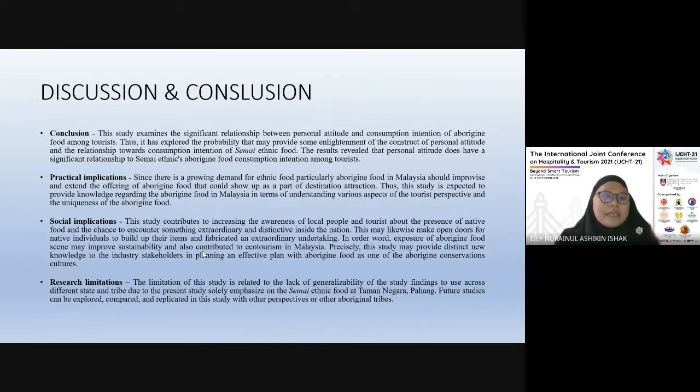As for suggestions for further study, due to the limitation of this study, we cannot generalize the study findings across different states and different tribes. So for further study, maybe one can explore, compare and replicate this study with the perspective of other Aboriginal tribes or other locations. That's it. Thank you.